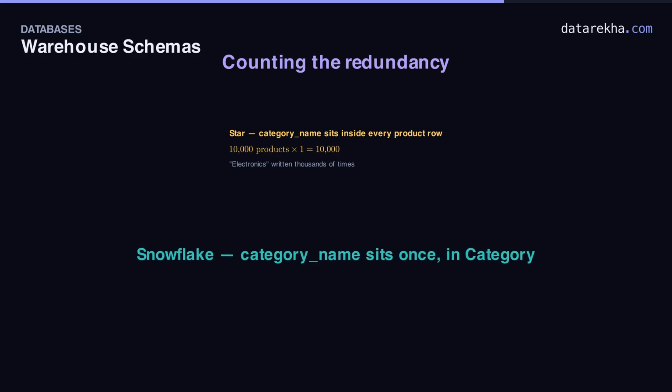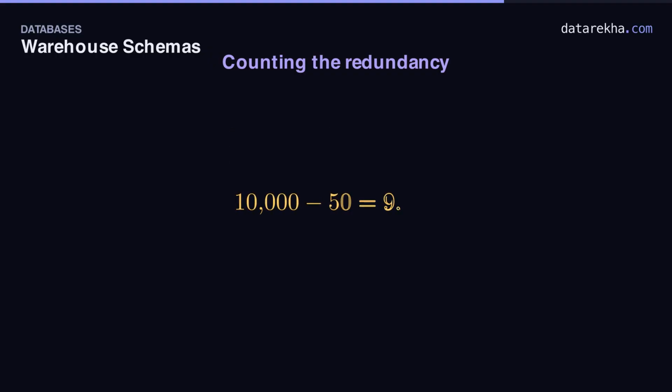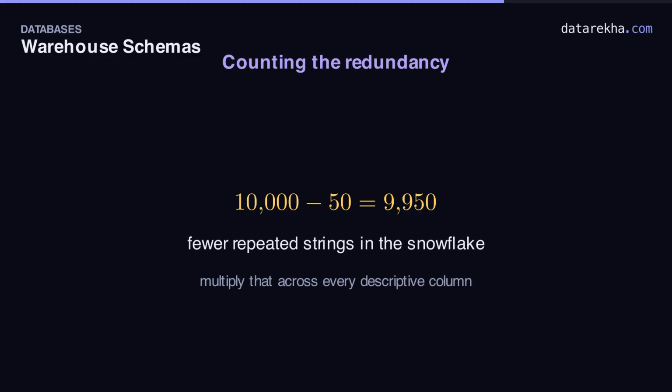In the snowflake, the product row holds only a category ID. The name lives once. In category, 50 categories, 50 stored names. The difference is stark. 10,000 minus 50 means 9,950 fewer repeated strings for one column alone. Multiply that across every descriptive attribute, and you see why snowflaking reduces redundancy. The star accepts it, trading storage for saved joins.